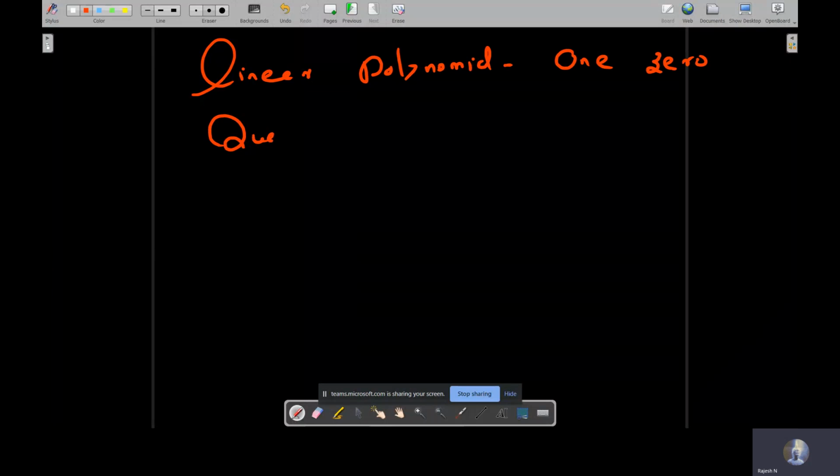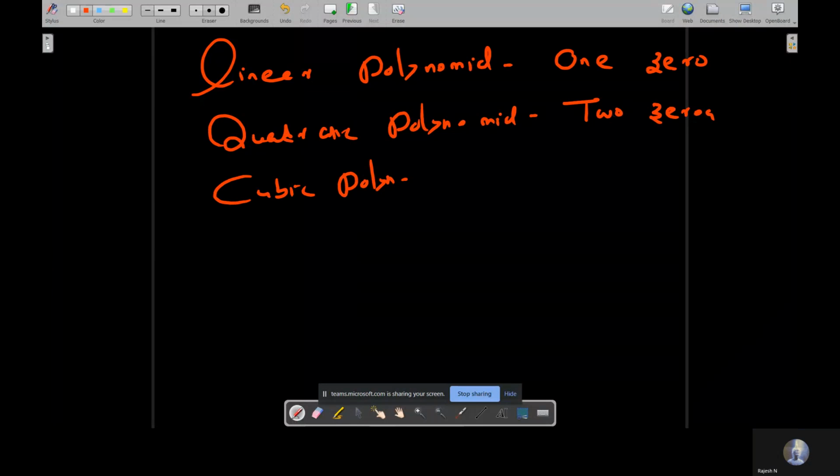For a quadratic polynomial, 2 zeros. For a cubic polynomial, 3 zeros. So for a linear polynomial, only 1 zero. For a quadratic polynomial, 2 zeros. For a cubic polynomial, 3 zeros. Like that. For a biquadratic polynomial, degree 4, what is the number of zeros? Number of zeros is 4.